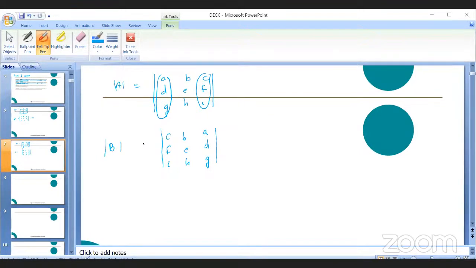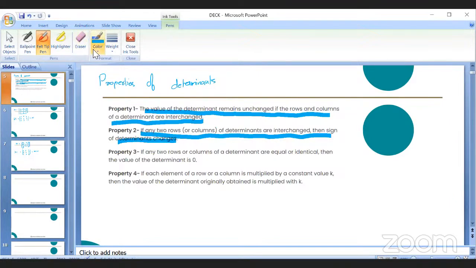Then suppose this is the new matrix B. When you find its determinant, the value will be the same as the determinant of A, but the sign will change. If the sign is positive, it will become negative. If it is negative, it will become positive. Like that, the sign will change. Determinant of B will be minus the determinant of A. That is what the second property says.